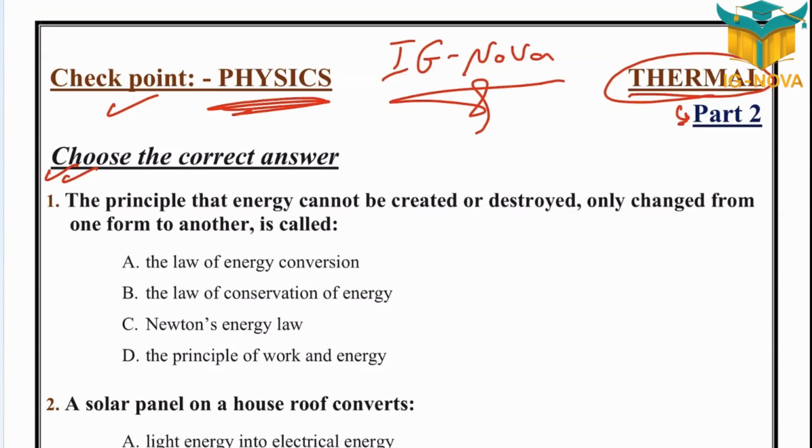Question 1. The principle that energy cannot be created or destroyed, only changed from one form to another form. This definition is just the conservation law of energy. Energy cannot be created nor destroyed, it just transforms from one form to another. So, the law of energy conversion, nope. The law of conservation of energy, yeah. So, I'm going to go for B.